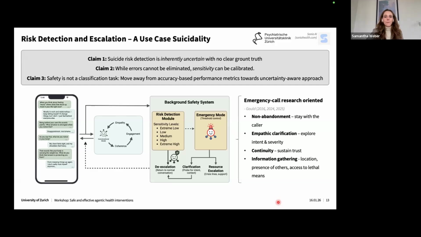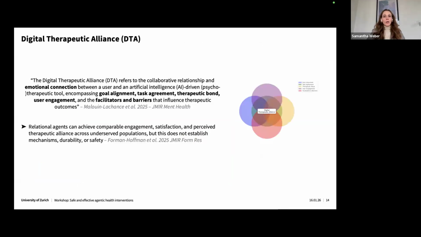So when systems like this are designed carefully, technically safe, and with an explicit escalation pathway, something very interesting happens. This is also what they observed in Sonia: users often report trust, they show engagement, and something that resembles what we call therapeutic alliance. Let's go directly into that topic very quickly.